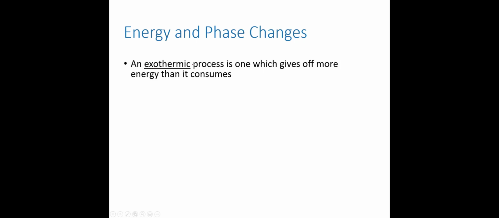Exothermic. This will come up a lot in the next chapter. Exo means out, outside. Therm means heat. So out heat. This is a process that gives off more energy, specifically more heat, than it consumes. All the types of reactions which we'll talk about, called combustions later on, are exothermic. And combustions are the same idea as burning. So if you burn a candle, that's exothermic.